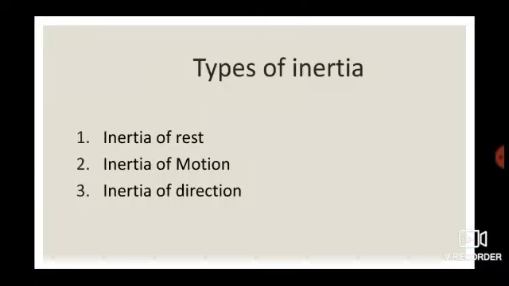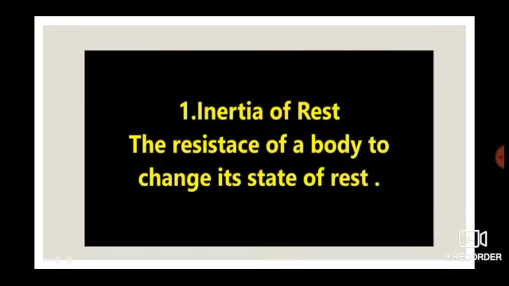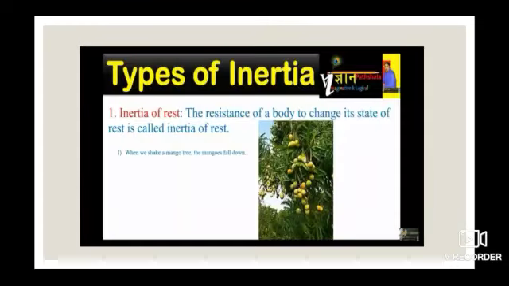Types of inertia. There are three types of inertia. The first one is inertia of rest, the second one is inertia of motion, and the third one is inertia of direction. First, we learn about inertia of rest. The resistance of a body to change its state of rest is known as inertia of rest. That means a body changing its state from rest to motion.